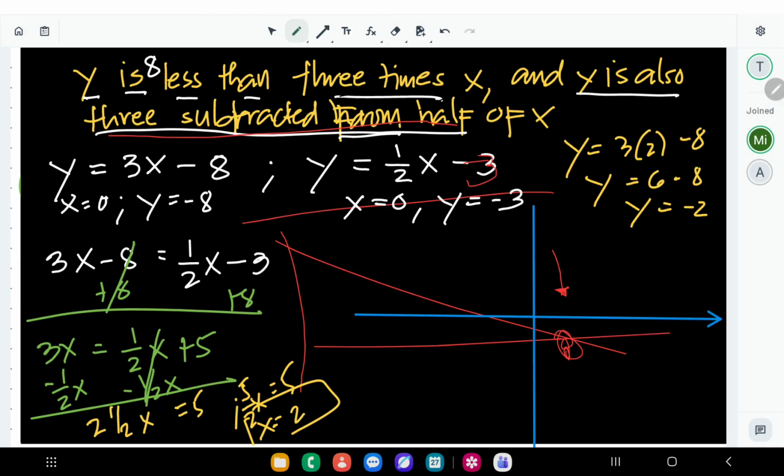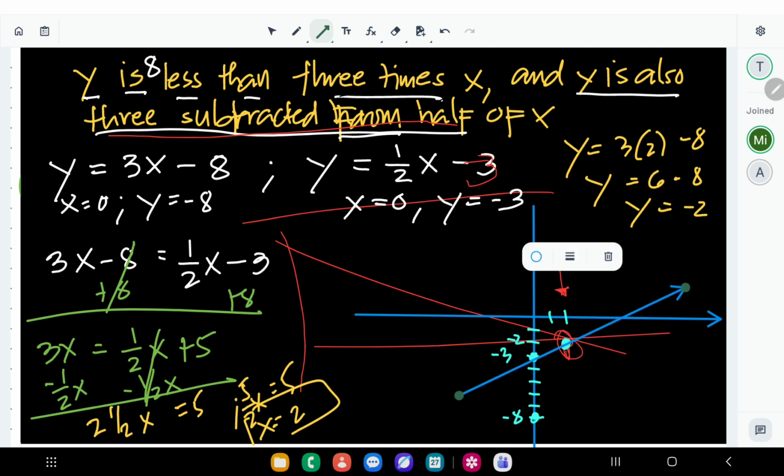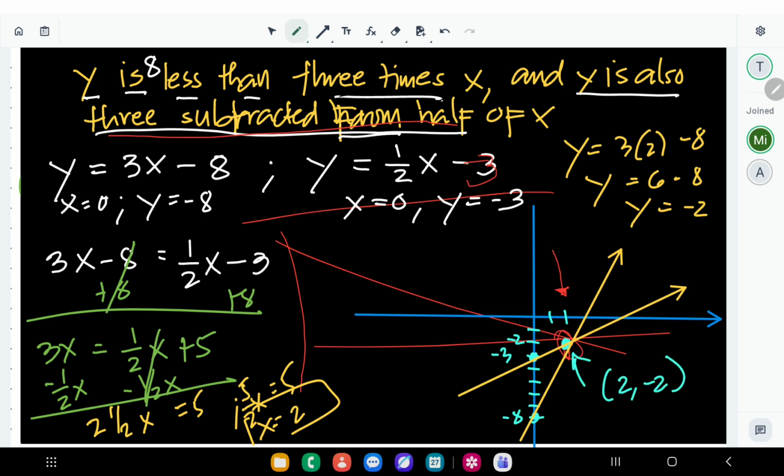So that is, when x is 0, y is -8. So 1, 2, 3, 4, 5, 6, 7, 8, -8. Y is -3. So it should be here. Then 1, 2, -2. This is -2. Okay, so your graph should look like this in yellow. Okay, and this is your solution, 2, -2.